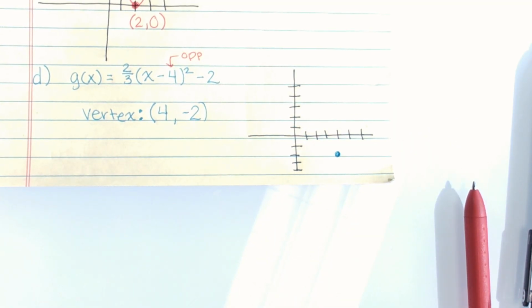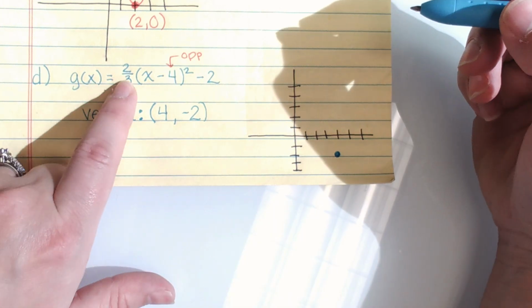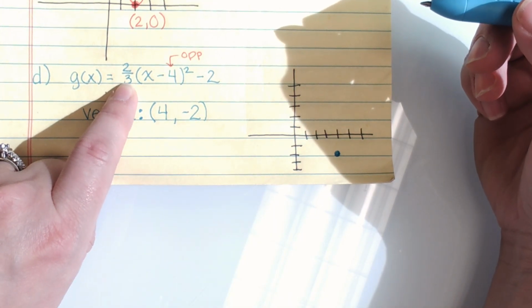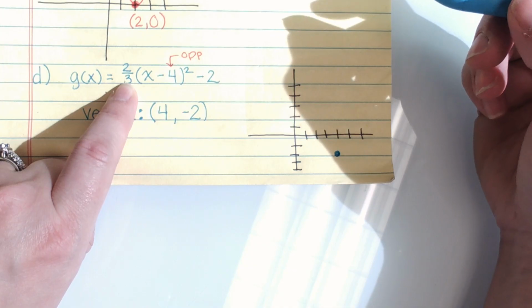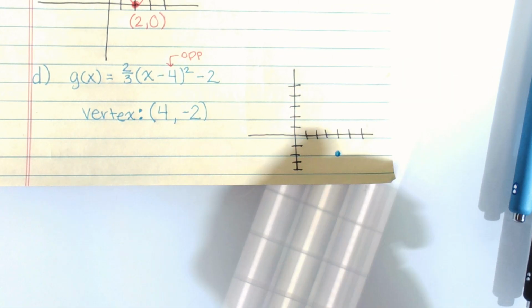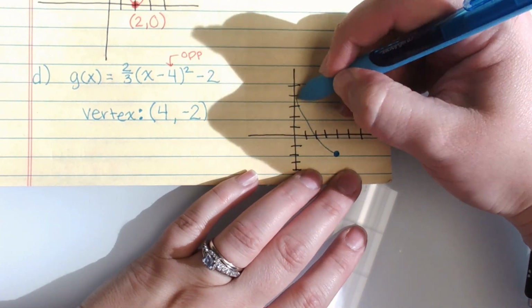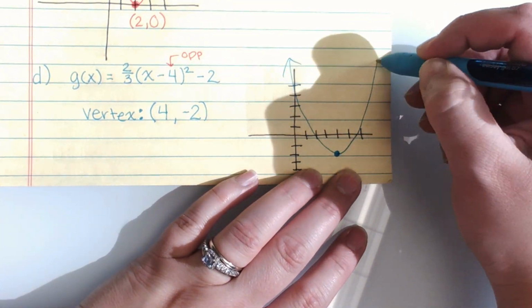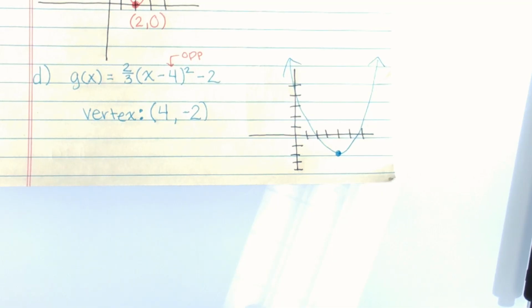Is my graph going to open upwards or downwards? Why up? It didn't get flipped over. Technically, it's got a 2/3 there. Is that a shrink or a stretch? Shrink. When you shrink vertically, it makes it wider. So I make a wide graph that goes upwards. That's all I'm looking for.